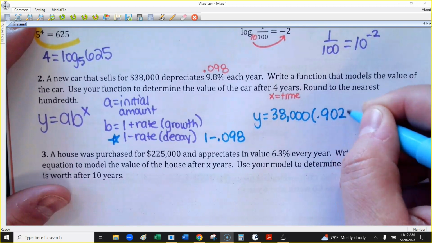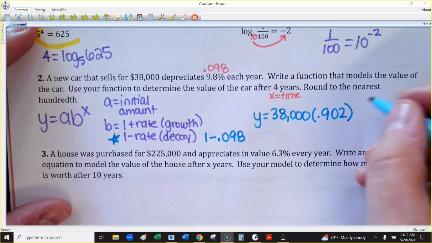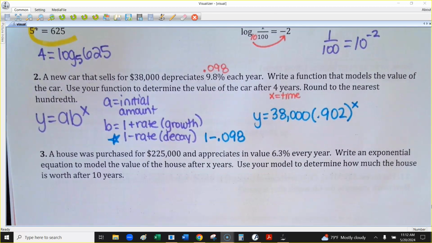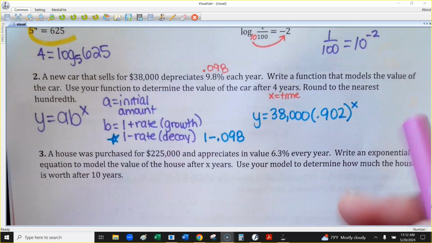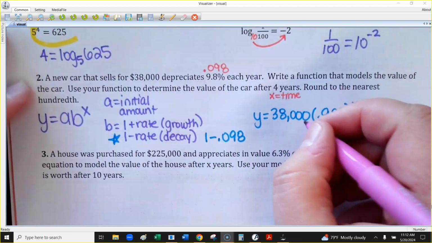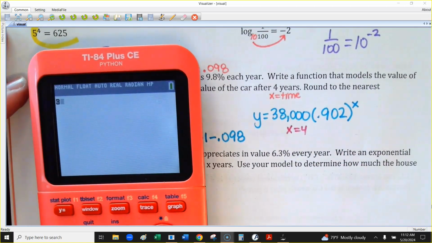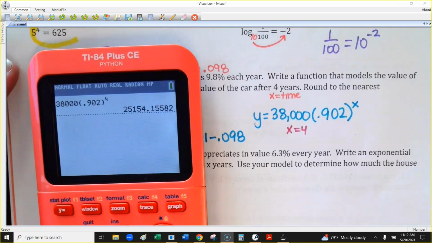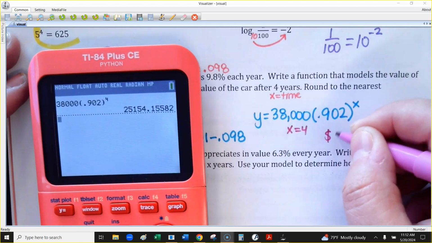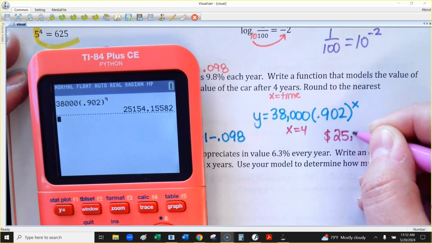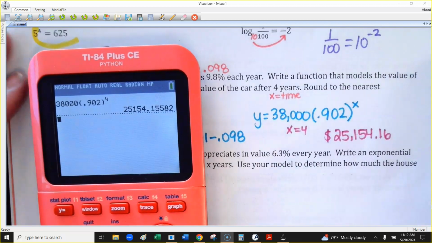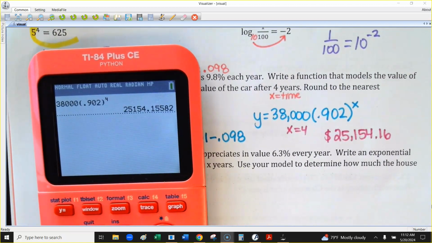So 1 minus 0.098 is 0.902. I had to do it on my calculator, I wasn't sure. Now, all you have to do to answer the question, it says, what's the value of the car after 4 years? So x is just going to be 4. So we're just going to type this right in, 38,000 times 0.902 to the 4th power. Now, we're talking about the value of a car, so this is money, so I would round to the nearest hundredth. So I'm going to say it's going to be worth about $25,154.16. Down to the cent.